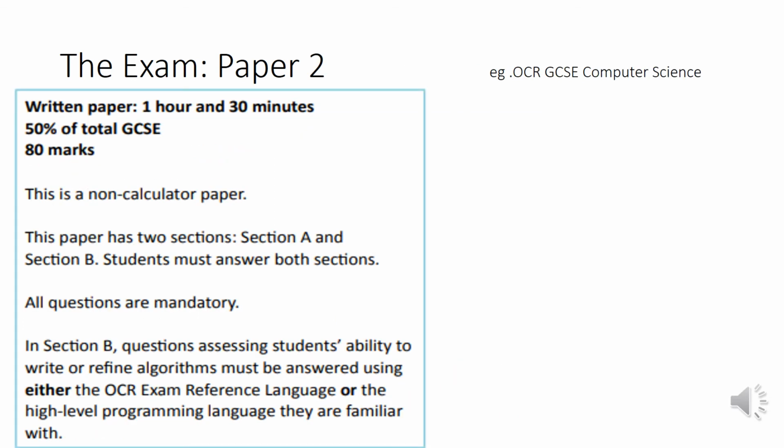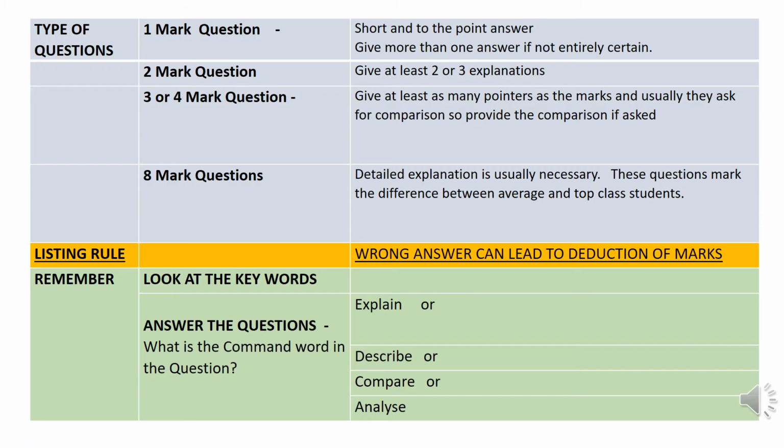Then the second paper for the OCR exam board is also 1.5 hours and is worth the other 50% of your GCSE. Paper 2 is also non-calculator. Paper 2 has 2 different sections, and in section B, questions assessing the student's ability to write or refine algorithms must be answered using either the pseudocode, which is taught by the exam board, or the high-level programming language which you learn in school, so that would be Python or C# for example.